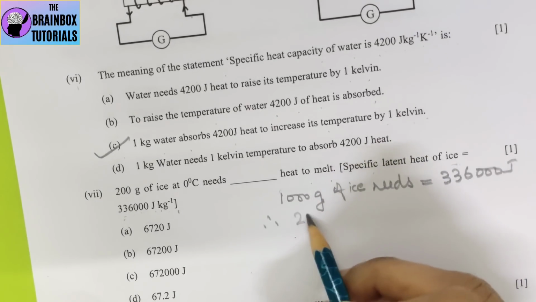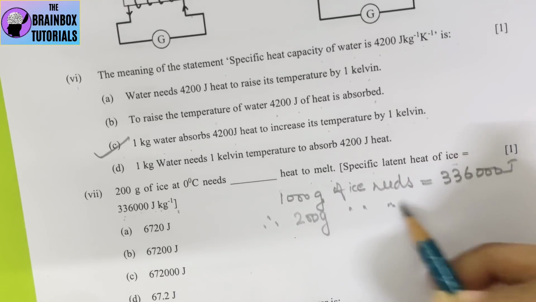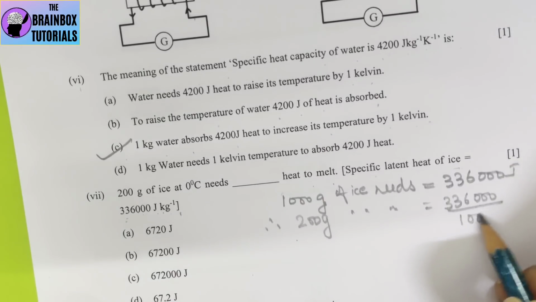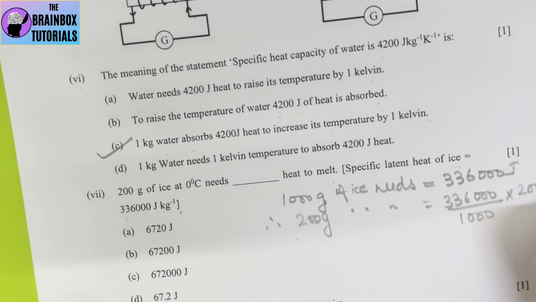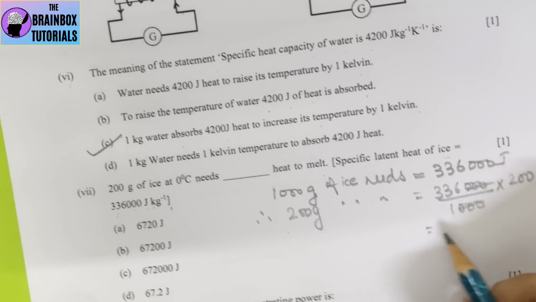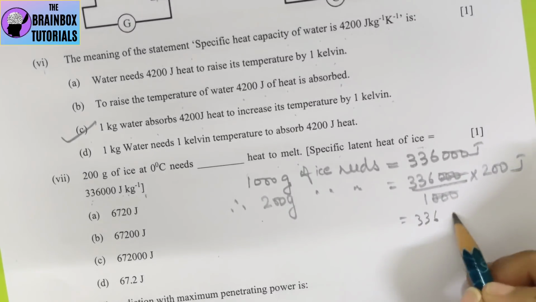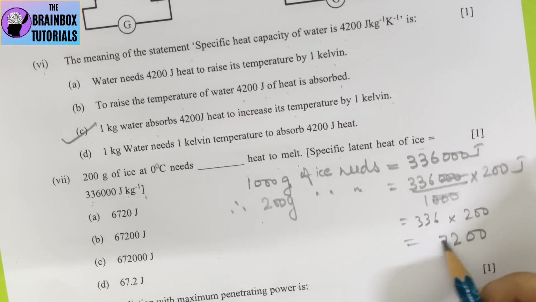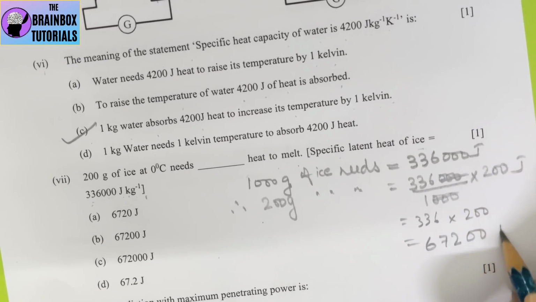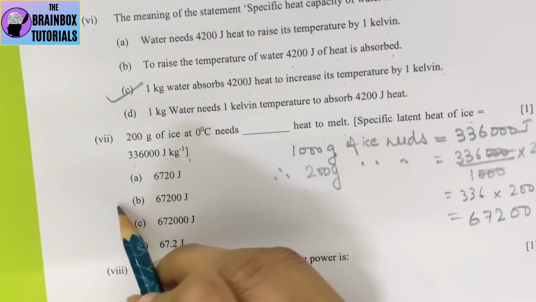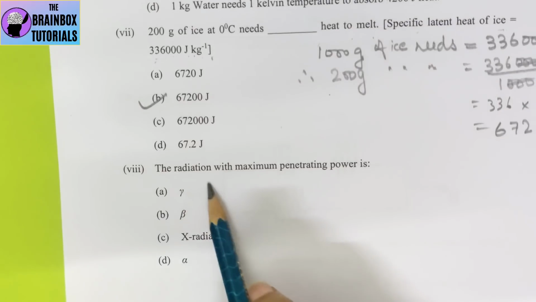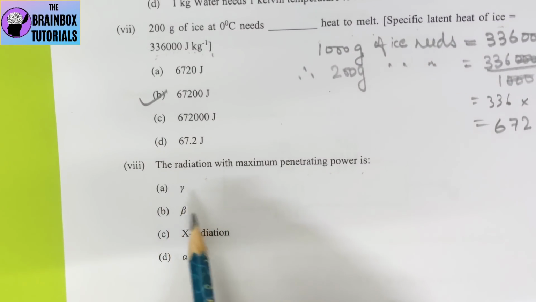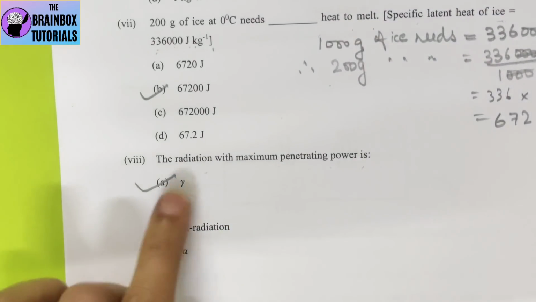Therefore, 200 gram of ice will need 336,000 divided by 1000 into 200 joule, that is 336 multiplied by 200 is equal to 67200 joule. So that is number B. Moving on to number 8, the radiation with maximum penetrating power. Now we know gamma radiation has maximum penetrating power, that means number A, gamma, is correct.